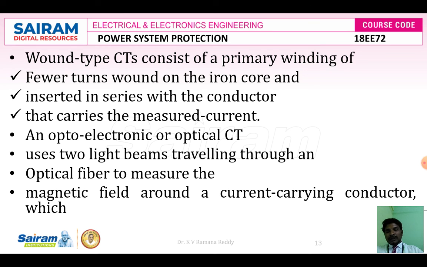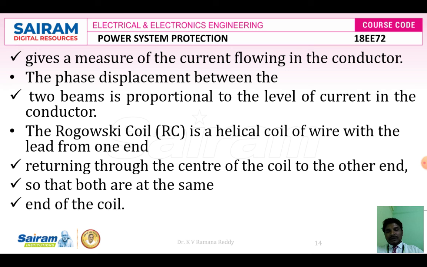An optoelectronic or optical current transformer uses two light beams traveling through an optical fiber to measure the magnetic field. According to that magnetic field, we measure the current carrying conductor directly on the transmission line, which gives a measure of the current flowing in the conductor. The phase displacement between the two beams is proportional to the level of the current in the conductor.